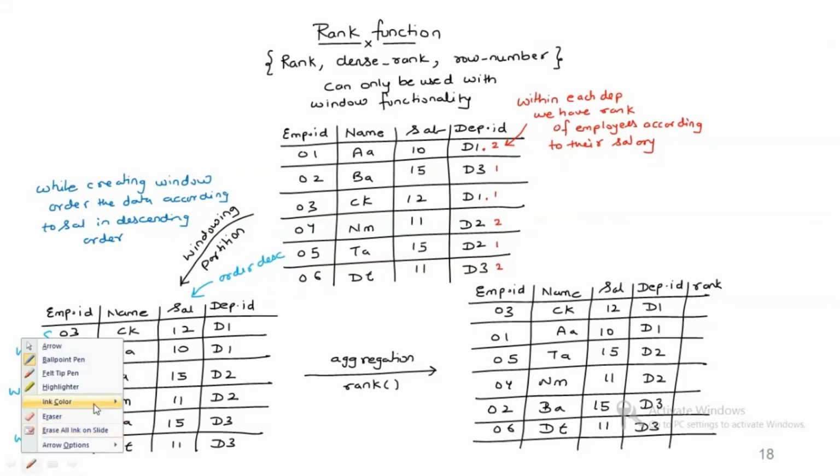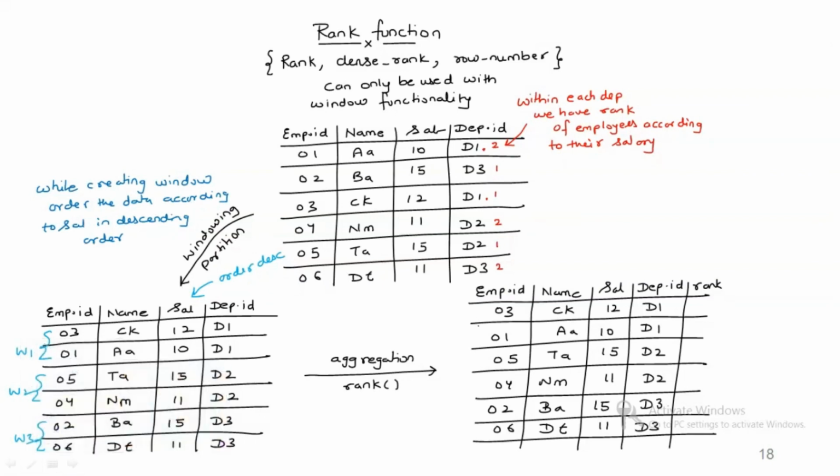Now within each window, I'm going to apply the rank function. So this is my window number 1, window number 2, window number 3. When I apply the rank function, I'll get 1 over here, 2 over here, 1 here, 2 here, 1 here, 2 here. And this is the column which we were trying to create.